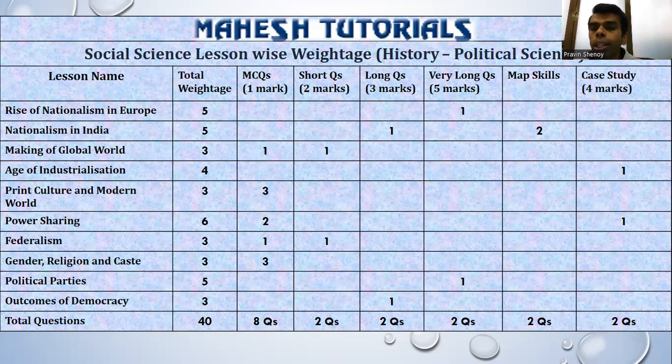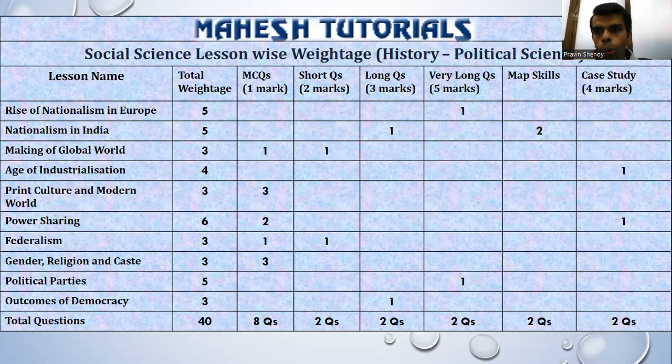The next chapter over here is nationalism in India. The weightage is 5 marks. Now, since it is nationalism in India, map questions come from this chapter, and we all know history has 2 map questions, and both these questions will come from this chapter. So 2 marks go to the map, leaving 3 marks, and for those 3 marks you will get one 3-mark question.